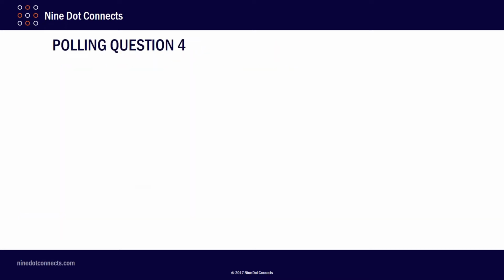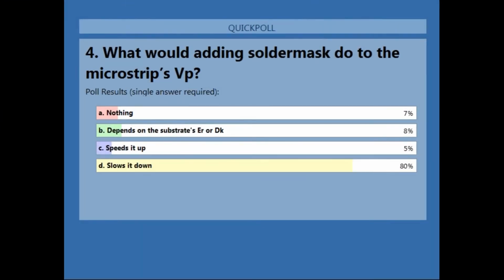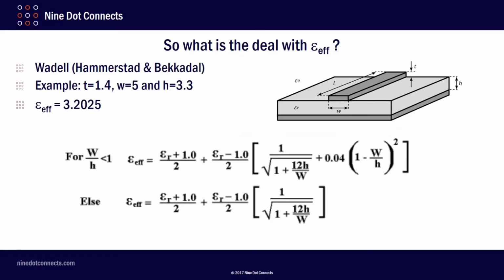So I got another polling question for you, because most of you all are familiar with solder mask. I want to know, what do you think would happen if you added solder mask? What would that do to microstrip's velocity of propagation? Oh, great. This is very rewarding. So 80% of you all said D, slows it down. Excellent. Okay, so what's the deal with the effective permittivity?